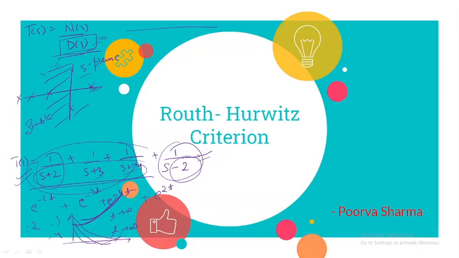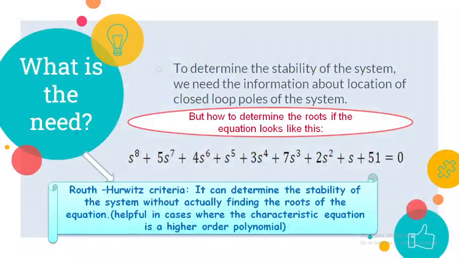So when you know this, why do we need any criteria? This Routh-Hurwitz criteria is basically used to determine the stability of the system. If you want to find the stability of any system, you can use this criteria. What is the need of it? That's the first question that will come to your mind.